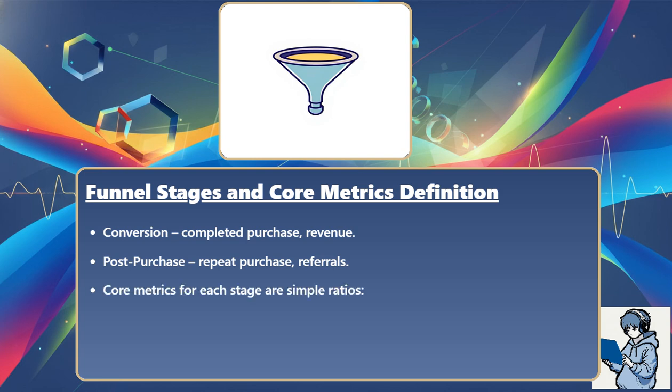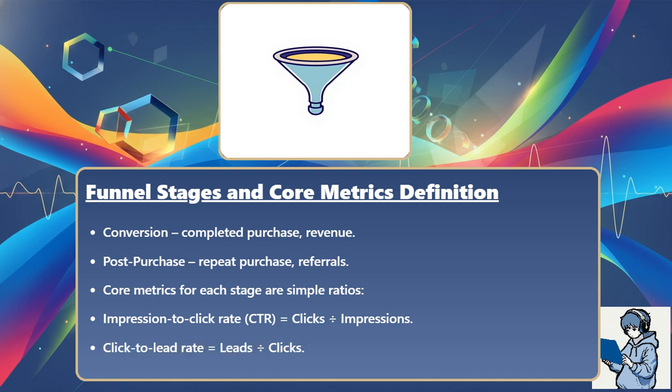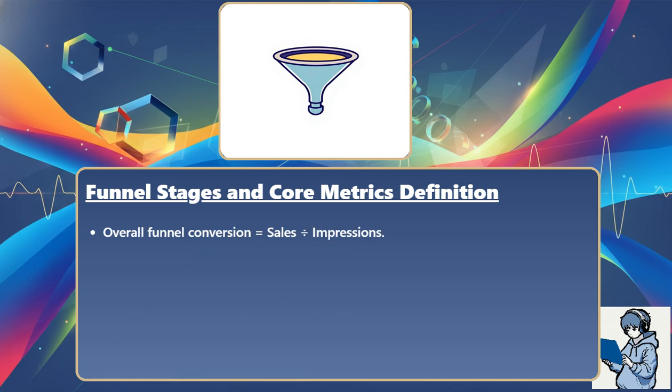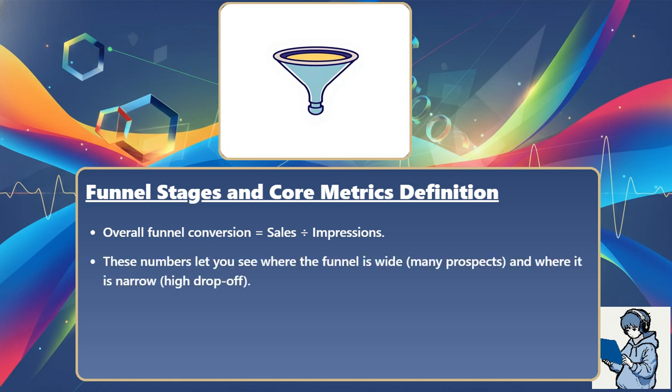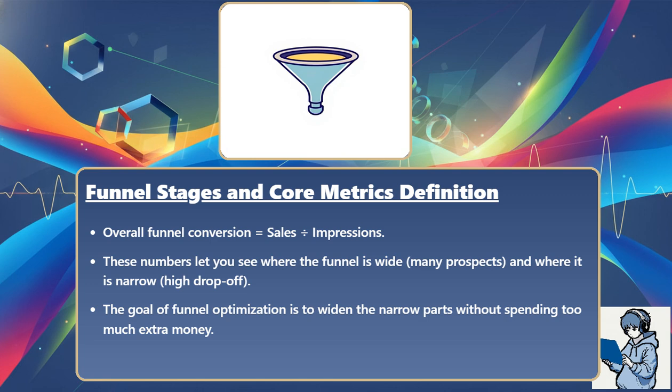Core metrics for each stage are simple ratios. Impression to click rate, CTR, equals clicks divided by impressions. Click to lead rate equals leads divided by clicks. Lead to sale conversion rate equals sales divided by leads. Overall funnel conversion equals sales divided by impressions. These numbers let you see where the funnel is wide, many prospects, and where it is narrow, high drop-off. The goal of funnel optimization is to widen the narrow parts without spending too much extra money.